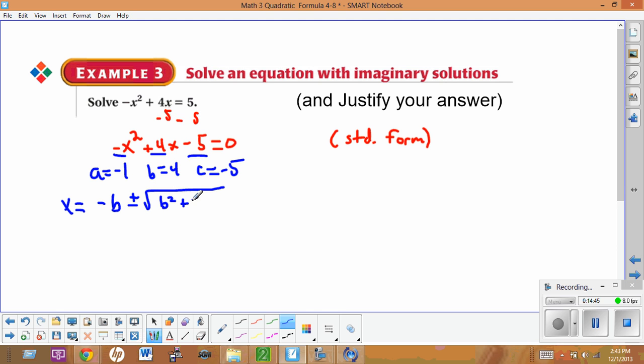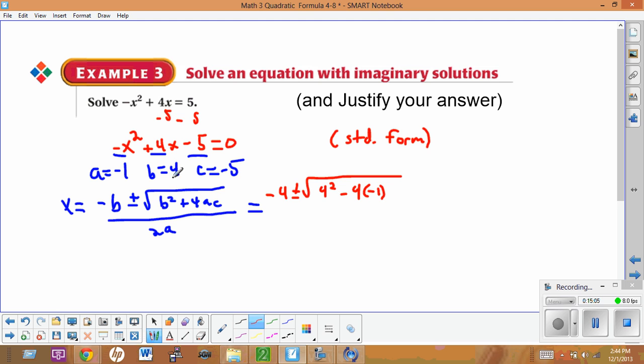So with a quick substitution, we get negative b, which is negative 4, plus or minus the square root of 4 squared minus 4 times a, which is negative 1. So we're just substituting in, times c, which is negative 5, all over 2 times negative 1.